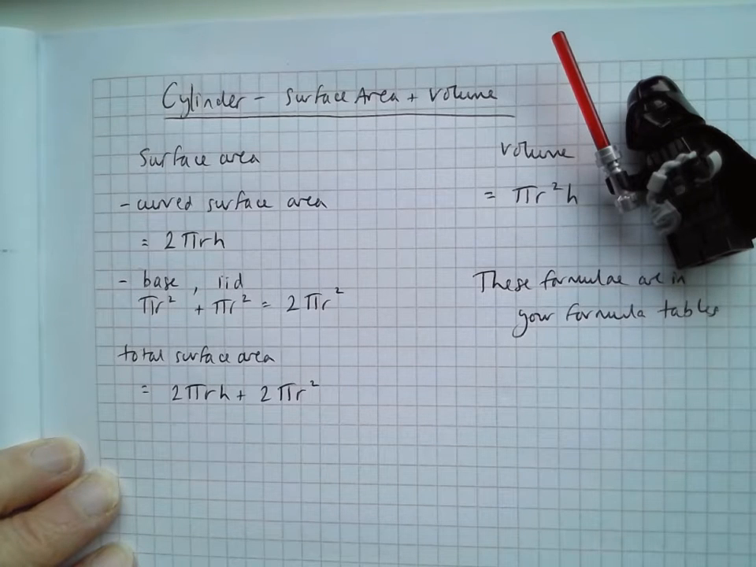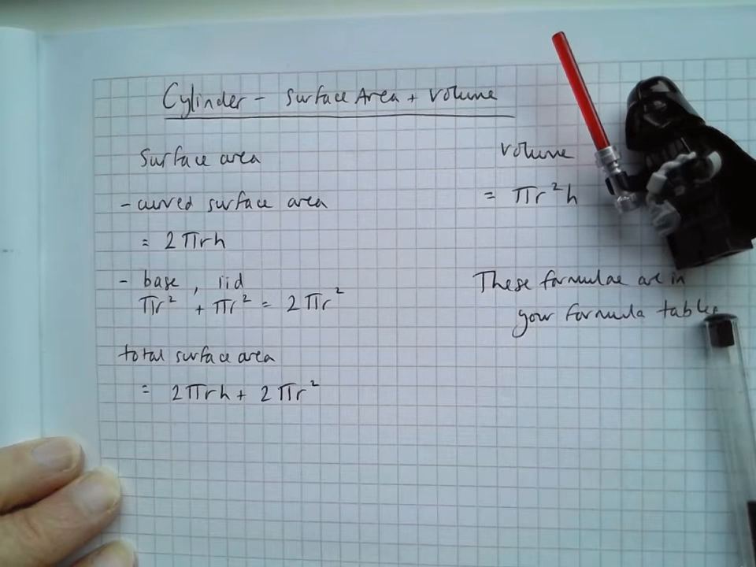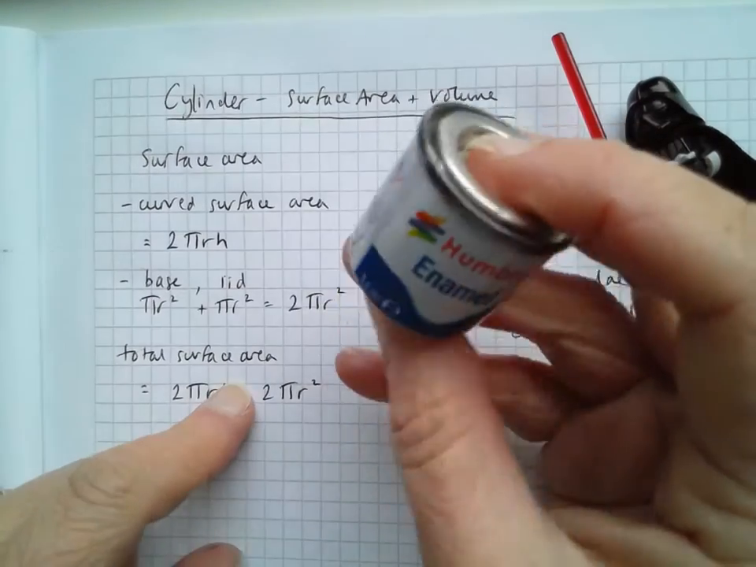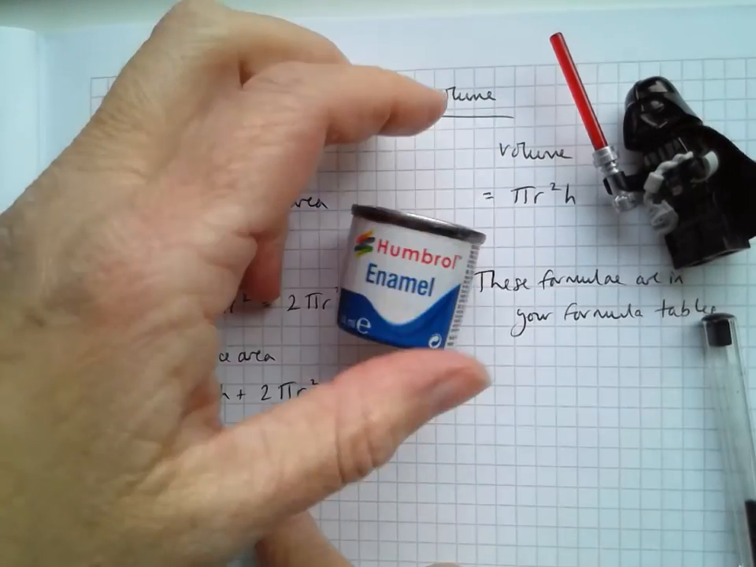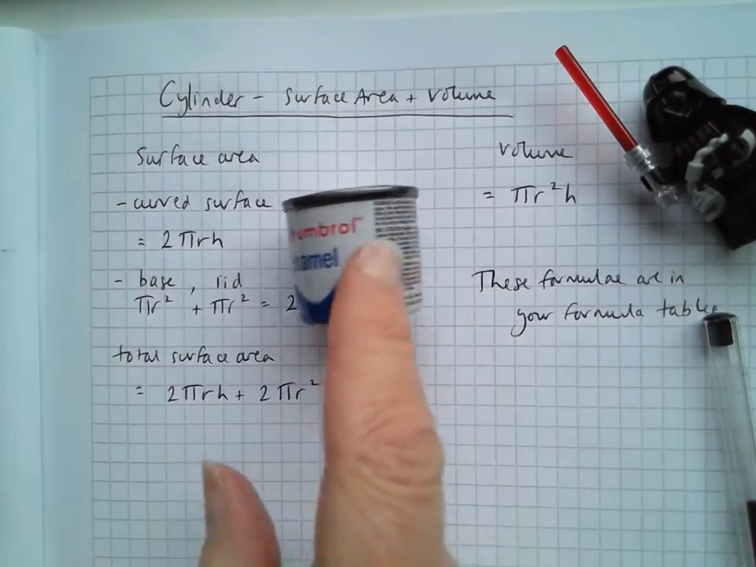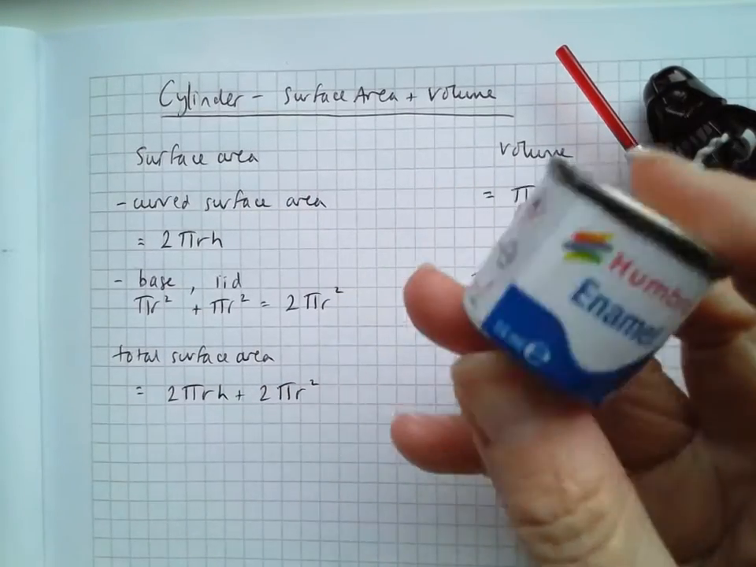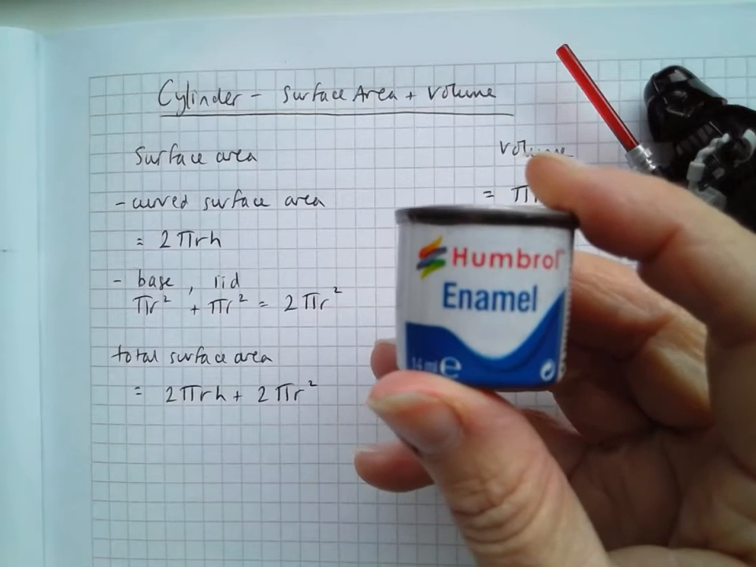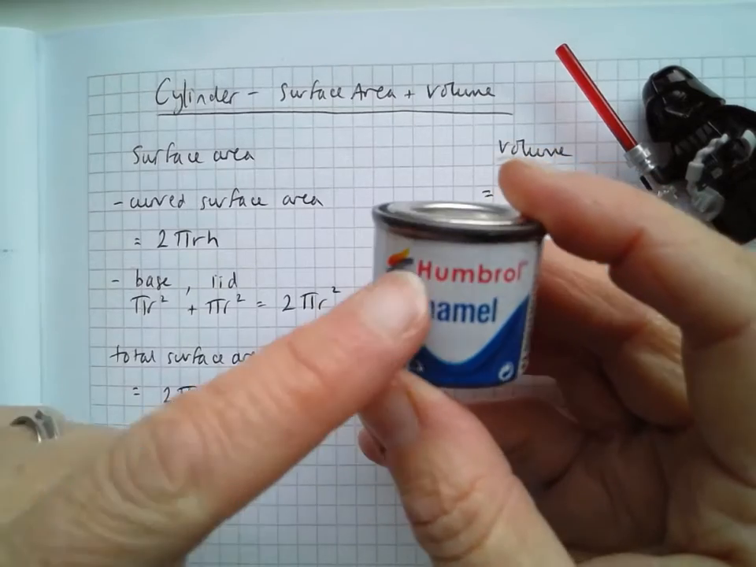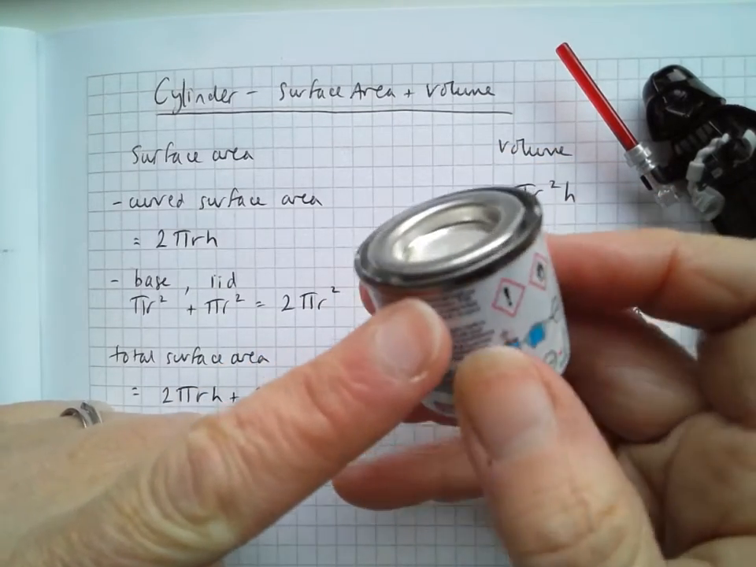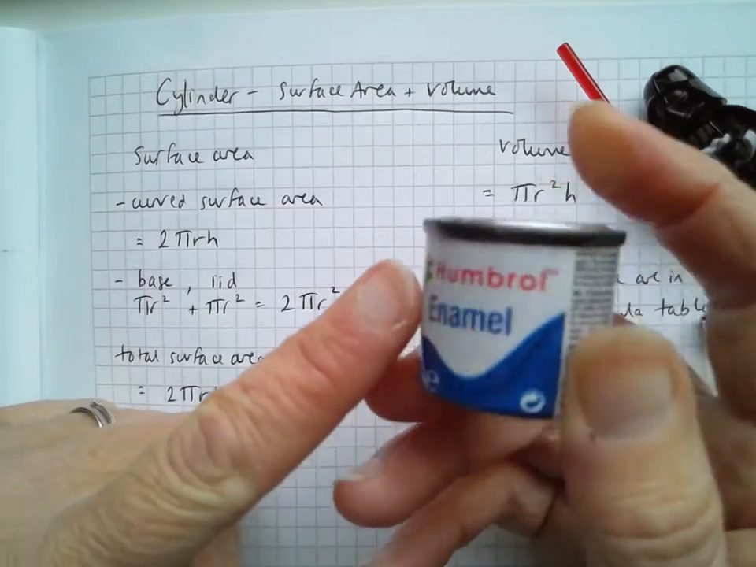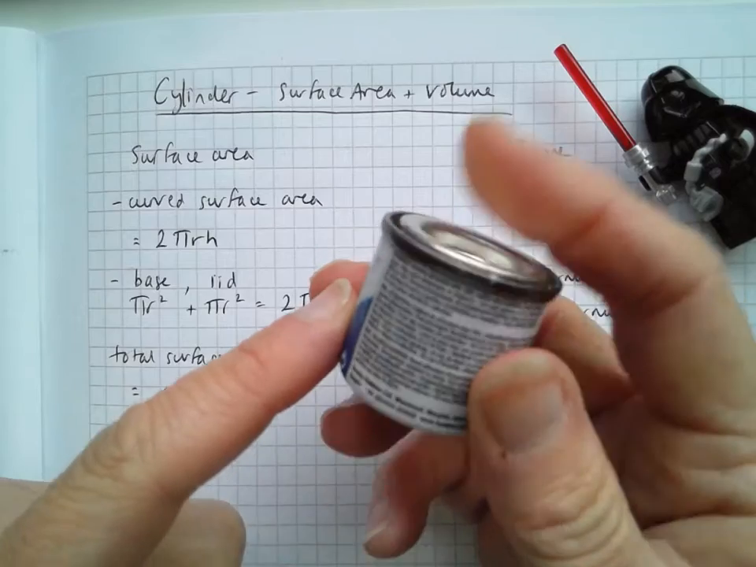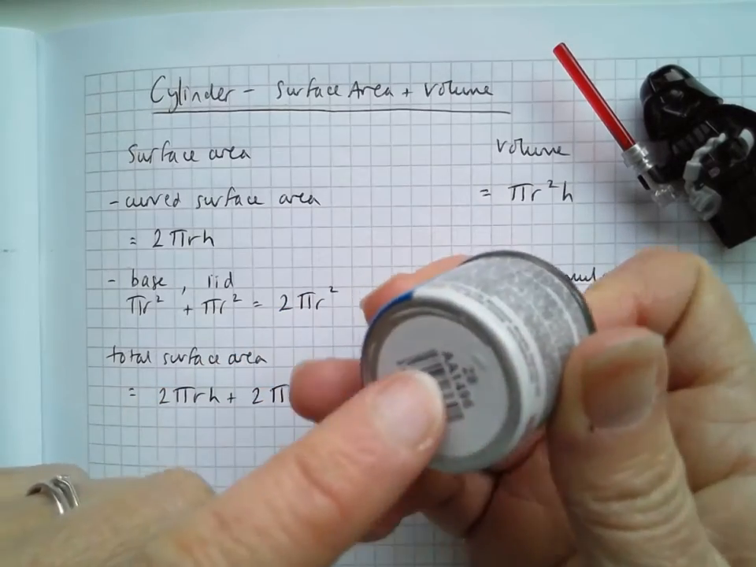Now a cylinder, if we were in the classroom I'd show you a Pringles can, but a cylinder is something like this. This is a little tin of paint. It's a cylinder, it's a solid, it's 3D. There are two things we need to be able to find. We need to find the surface area, and that's made up of different parts. One part is the curved surface area, which is the roundy part on this tin of paint. It's the label that carries all the information about the tin of paint. And then it's got the base, which is a circle, and it's got the lid.